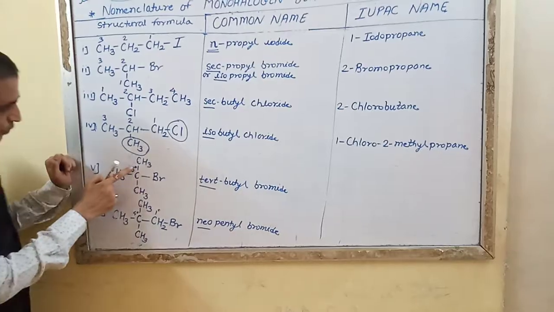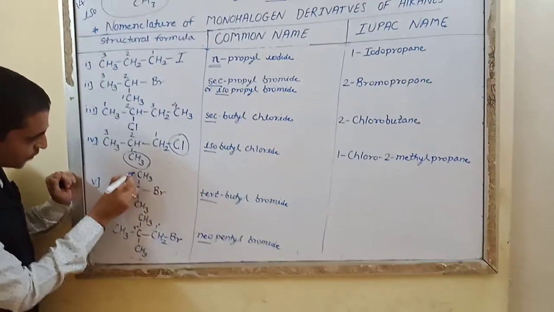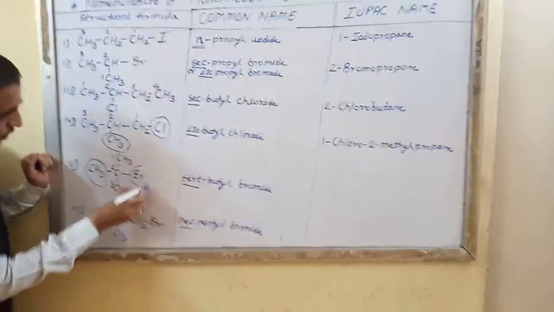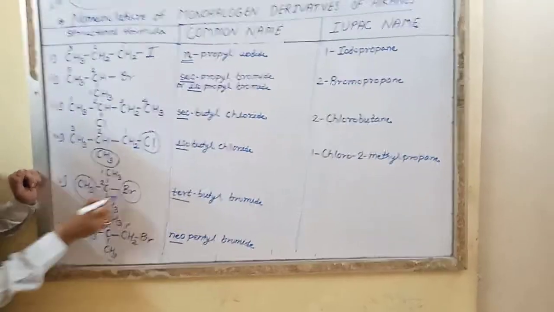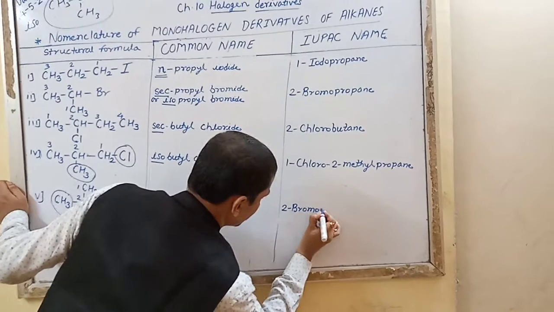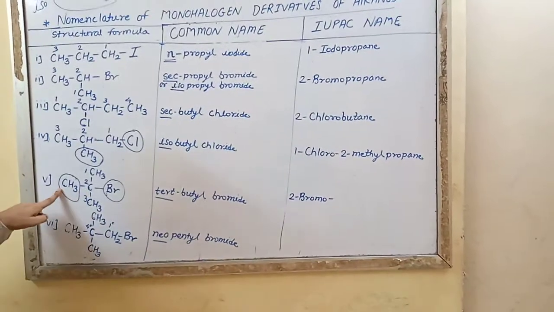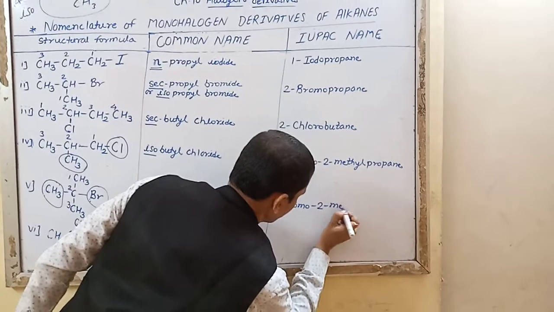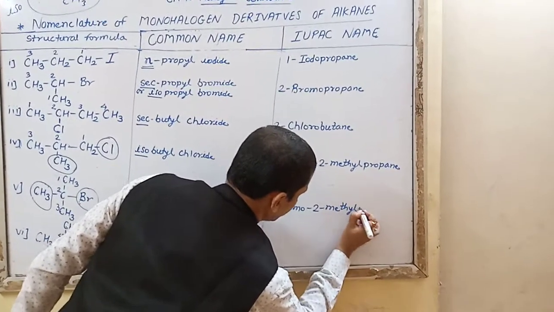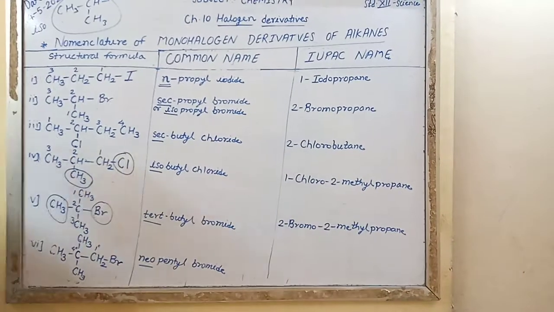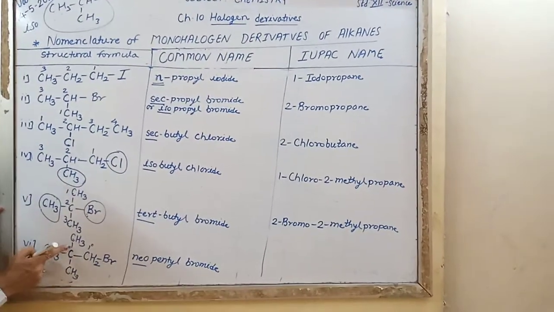Similarly, come here. Again here is the first, second, third carbon atom. To the second carbon atom, there are two substituents, Br and methyl. Again follow the alphabetical order. You get 2-bromo. Then to the second carbon atom, a methyl group is attached, so you put 2-methyl. The parent alkane is propane. So 2-bromo-2-methylpropane. Now come to the last structure.